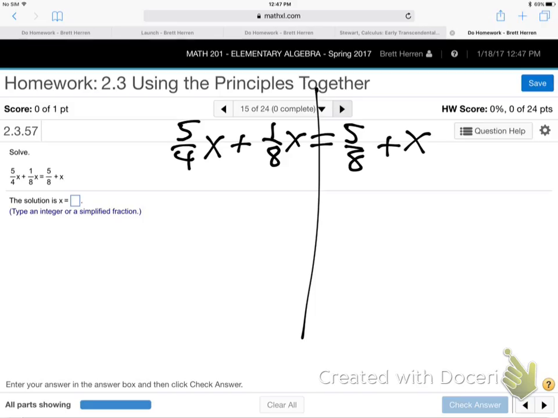So the LCD is 8, right? The LCD is 8. Everybody seeing that? Because 4 and 8 both go in 8. It's the bigger one. It's the container. 8 holds itself, and it holds 4. 4 goes into 8, 8 goes into 8. LCD is 8.